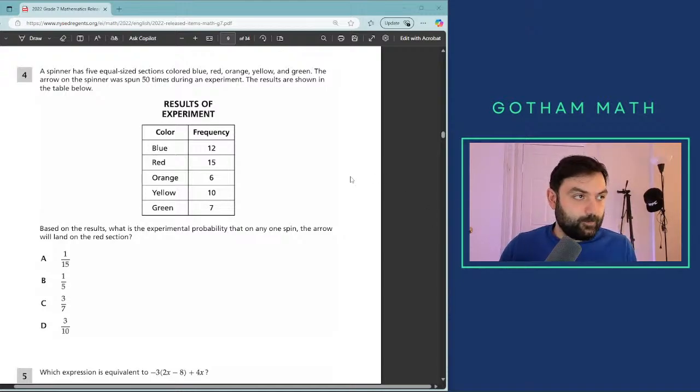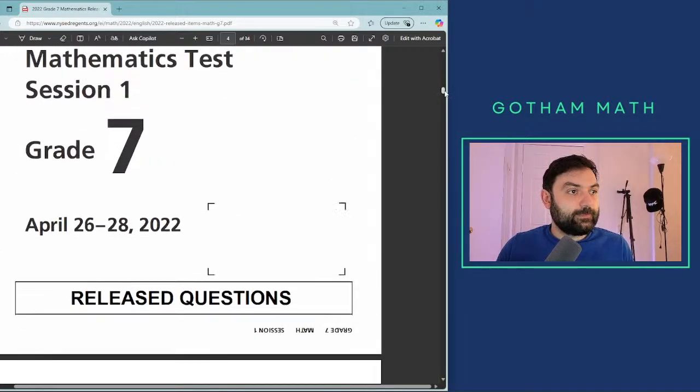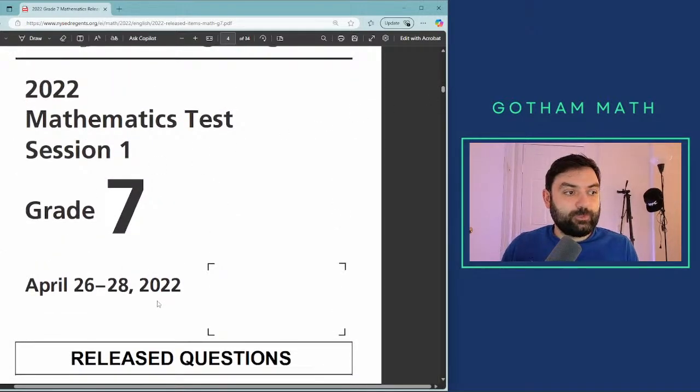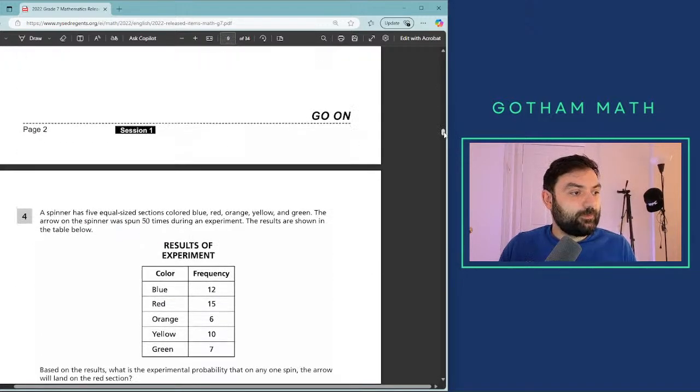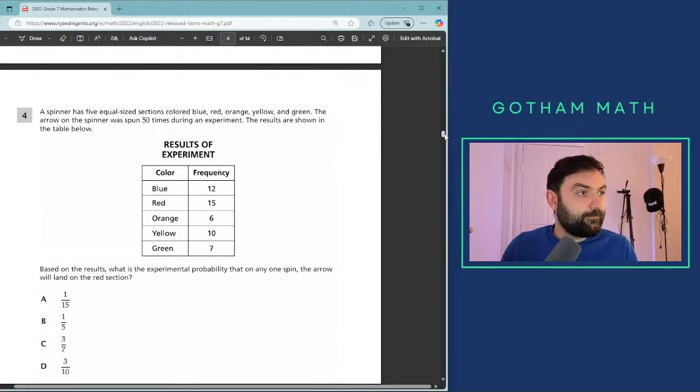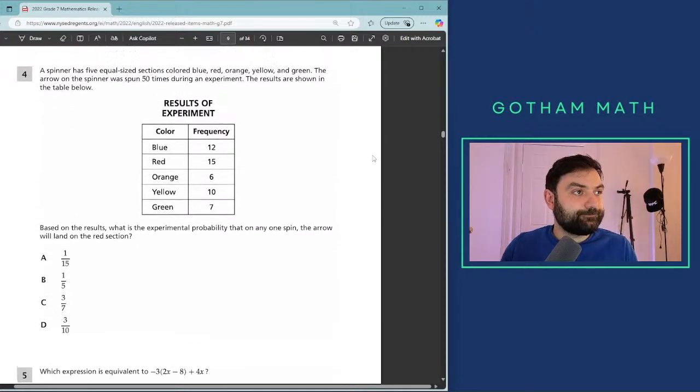Okay, we're starting from the 2022 version of the 7th grade state test, and we're going to solve question by question. We're going to skip some of the questions, but basically, if you are preparing for the 7th grade state test, just watch the problems and you're going to do better. So the first question that we're going to start with is question number 4.